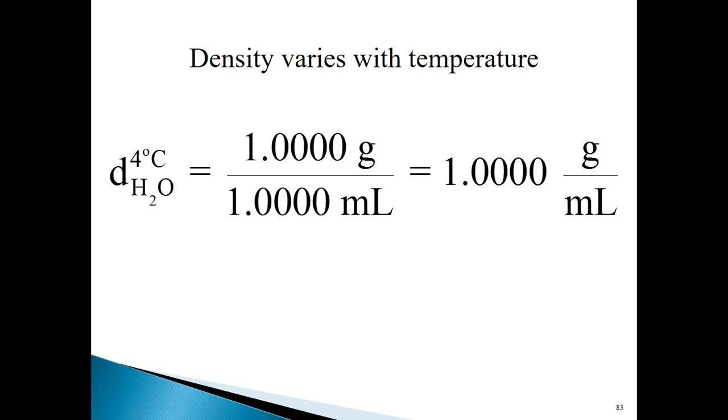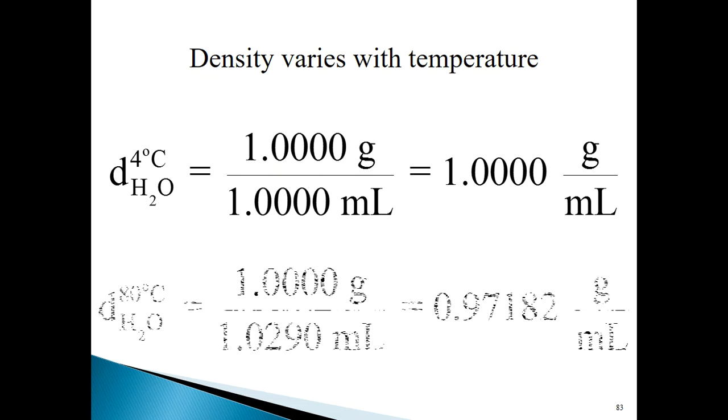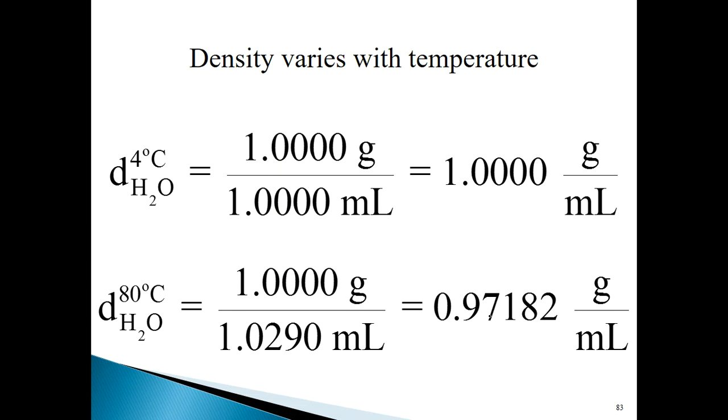equal to 1.0000 mils. Now, for the same mass of water, if you were to increase the temperature from 4 degrees to 80 degrees, there is an increase in the volume from 1.0000 to 1.0290 mils. As a result of that, the density falls from 1.0000 to 0.97182 grams per mil. And this is typically what you'll see for pretty much every substance. There may be a few exceptions, but for the vast majority of substances, that's what you'll find.